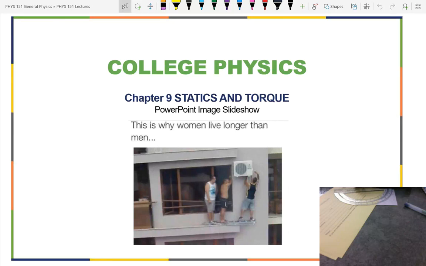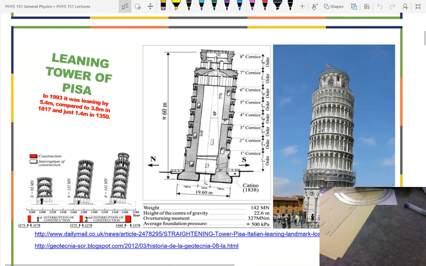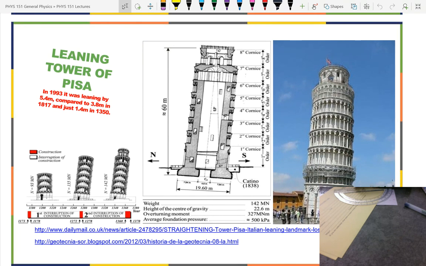Okay, so I still have the same picture here, but it's not funny anymore. Picture of the Leaning Tower of Pisa. If you look here, there's interesting information about the Leaning Tower of Pisa. In 1350, it leaned only. Oh, great.